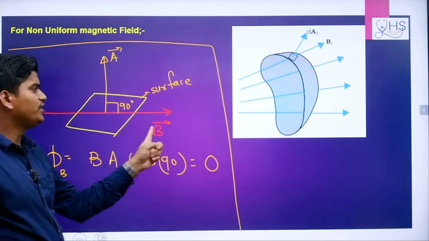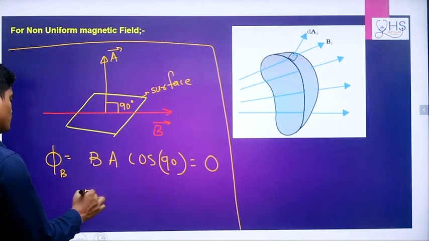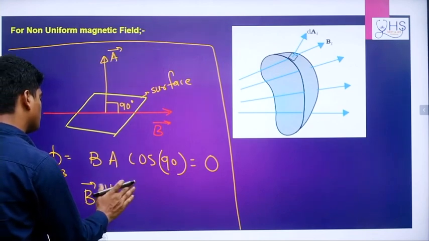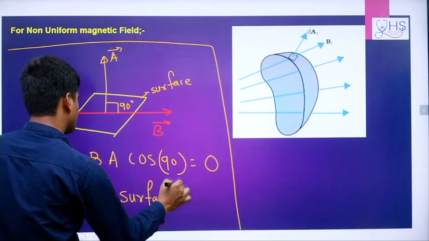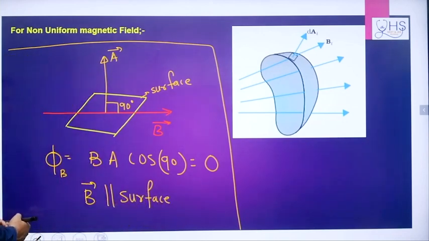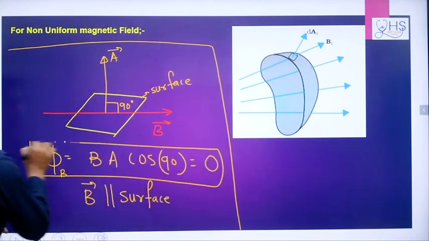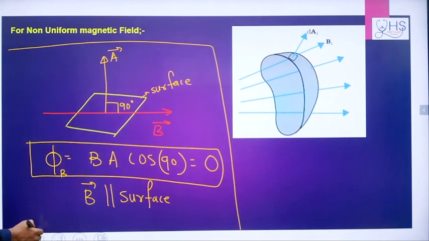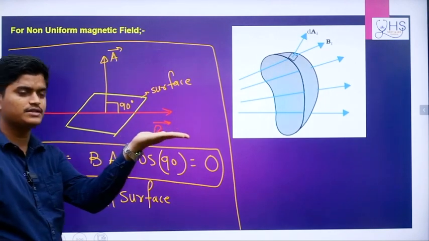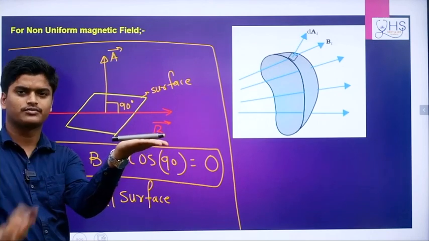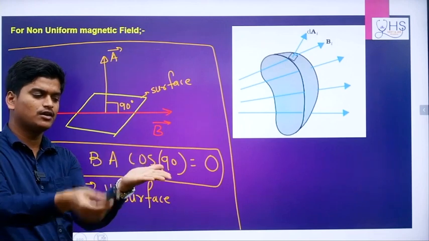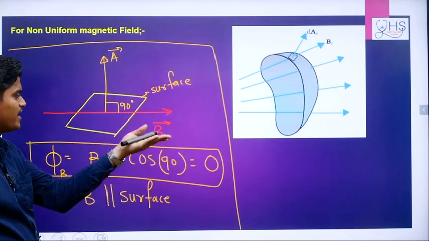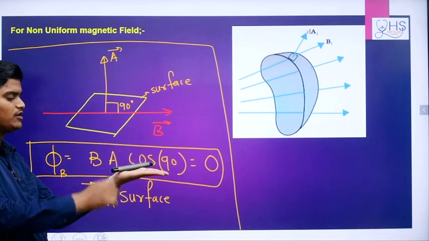So remember, when the B vector is parallel to the surface, or surface area, or parallel to the loop, that time your magnetic flux is 0. Try to understand what exactly happened here. One surface is there like this, and a magnetic field is parallel to the surface. Parallel means the magnetic field is lying on the plane. So if the magnetic field is lying on the plane, then what is happening now?